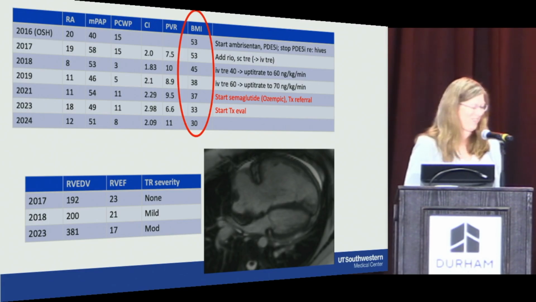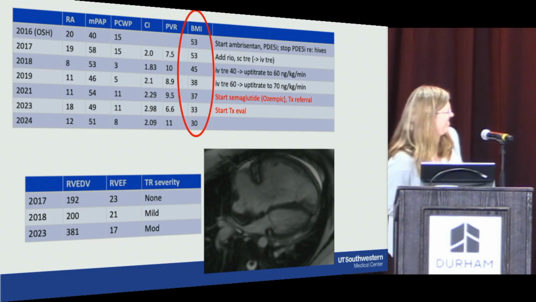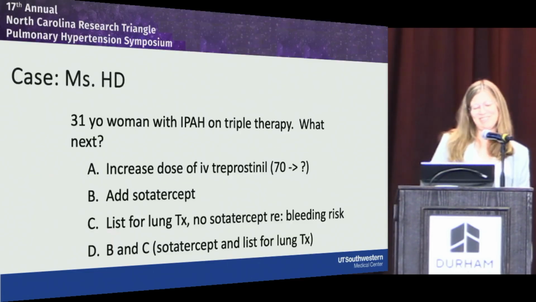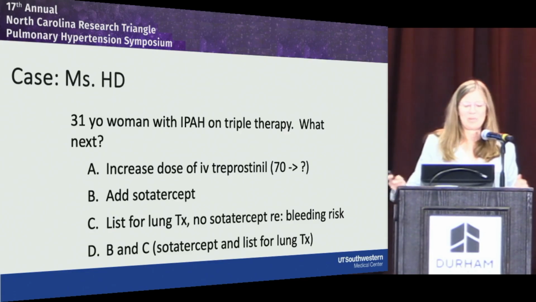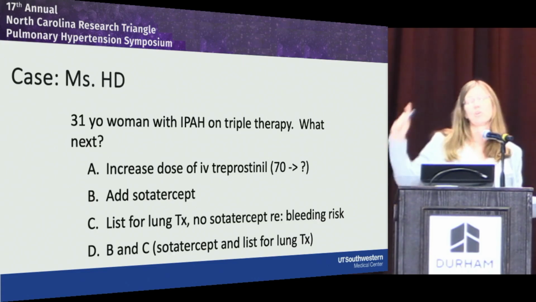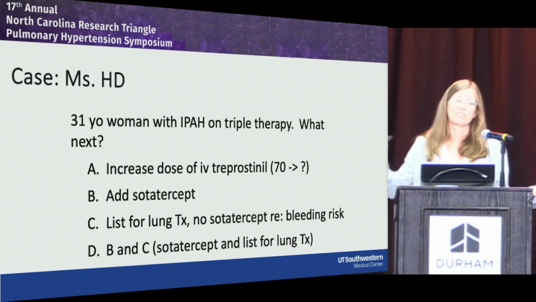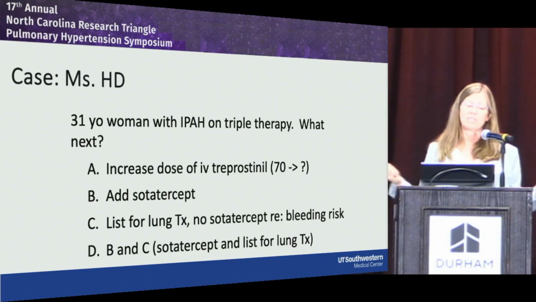So it's now 2024. So now what would you like to do? We've gotten through the transplant eval. It's all happening right at the same time. So we can increase our IV treprostinil, add sotatercept, list for lung transplant but don't put her on sotatercept. Remember that bleeding risk. Transplant's very worried. Or do B and C both together.